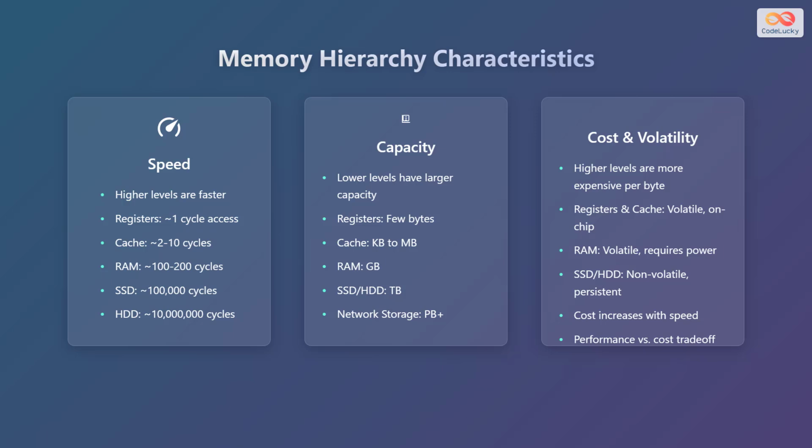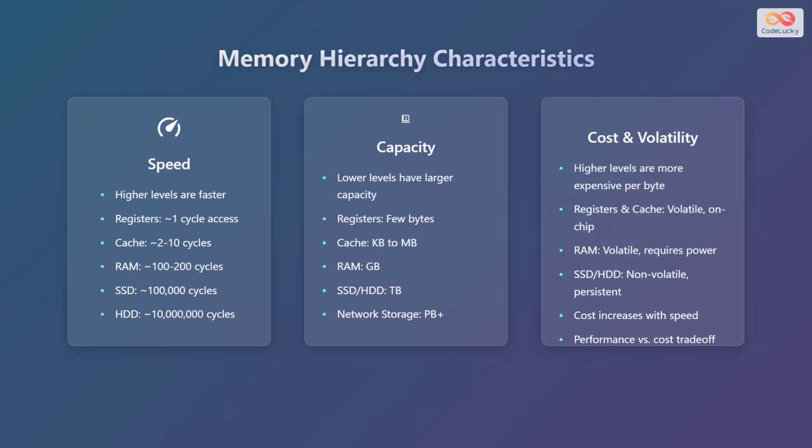Firstly, consider the speed. The higher levels, such as registers and cache, offer faster access times. Registers provide access in approximately 1 cycle, cache in about 2 to 10 cycles, RAM in approximately 100 to 200 cycles, SSDs in about 100,000 cycles, and HDDs in approximately 10 million cycles.